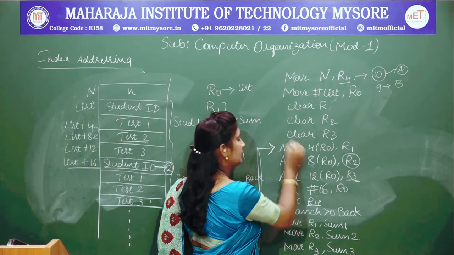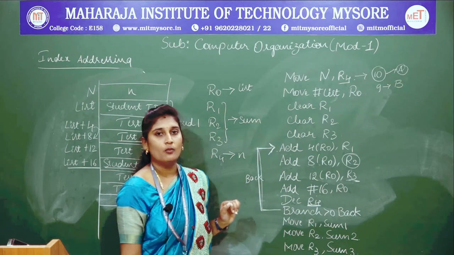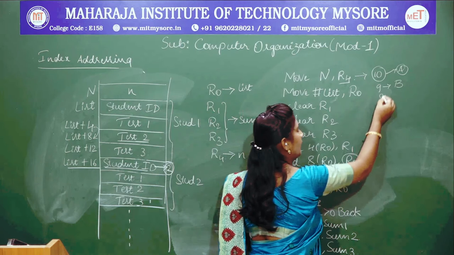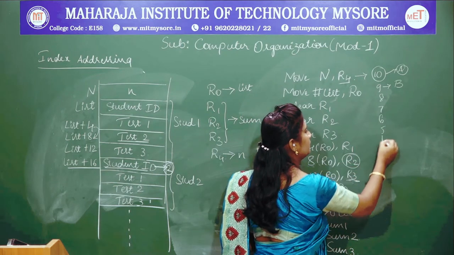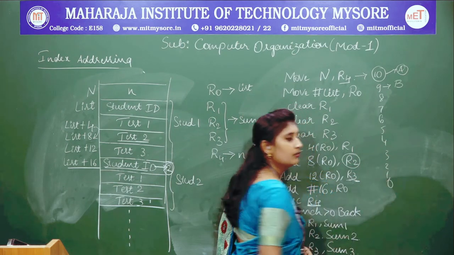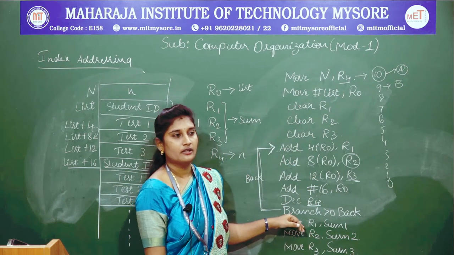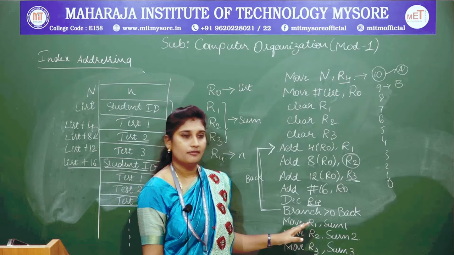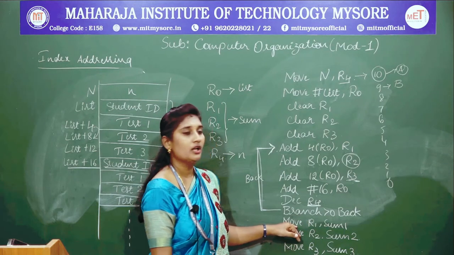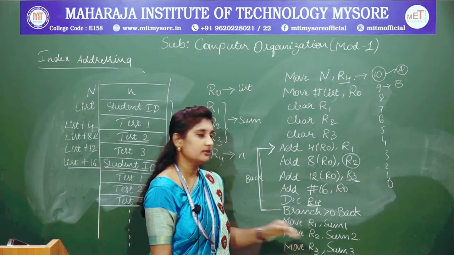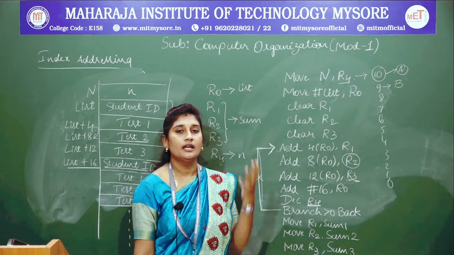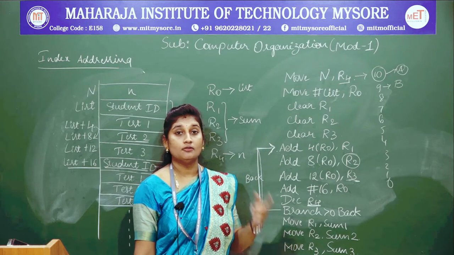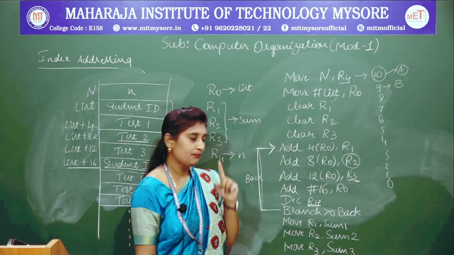This is how the loop continues, until where? Until the condition fails. That is 10, 9, 8, 7, 6, 5, 4, 3, 2, 1, 0. When it reaches 0, your condition fails and you will be exiting the loop. Fine. Next, what will you be doing? Now your R1, R2, R3 registers, what are they holding? They hold the test scores of all the tests of all the students, right?